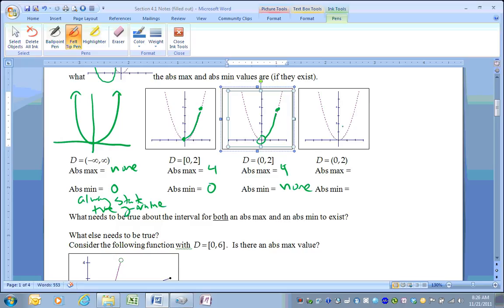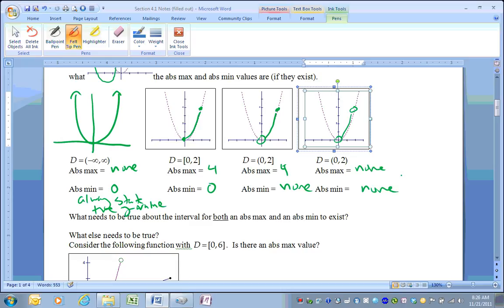And for the next one, you have holes at both, right? So there are no absolute maximums. So what needs to be true about the interval for both absolute max and absolute min? So if you want both an absolute max and an absolute min to occur, what has to be true about the interval?